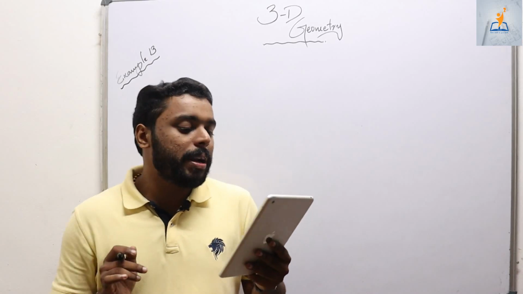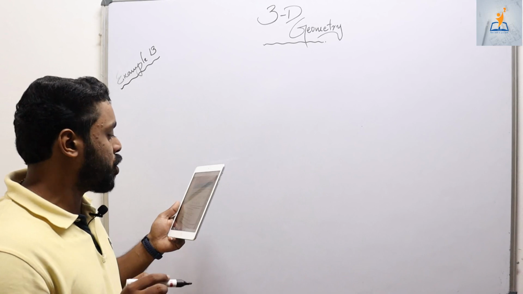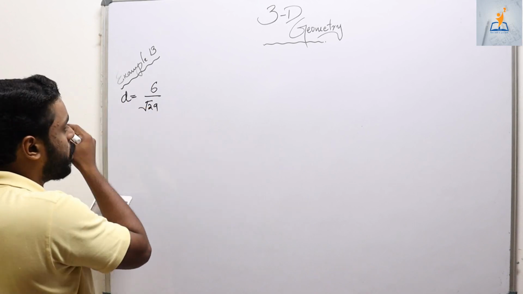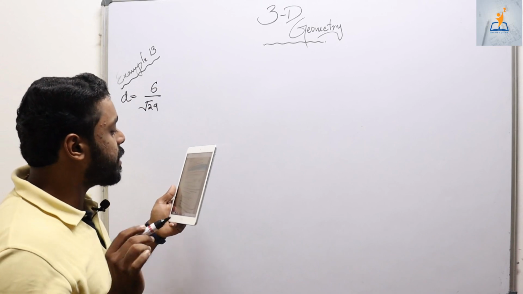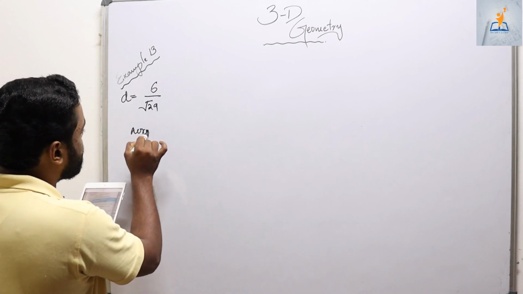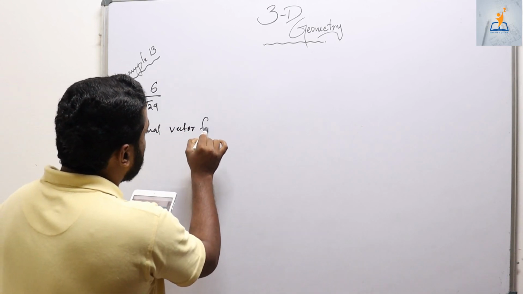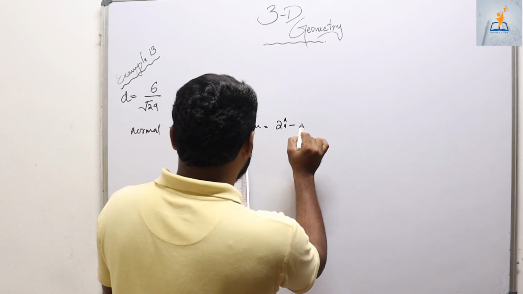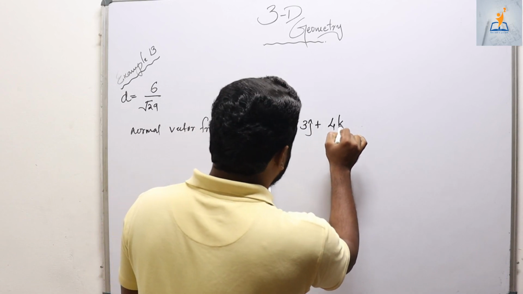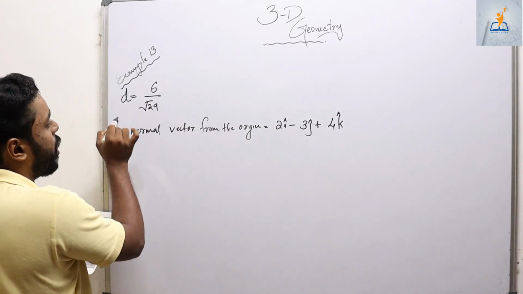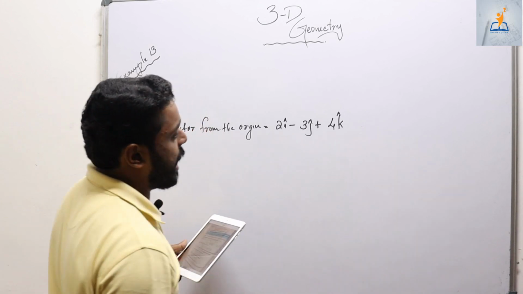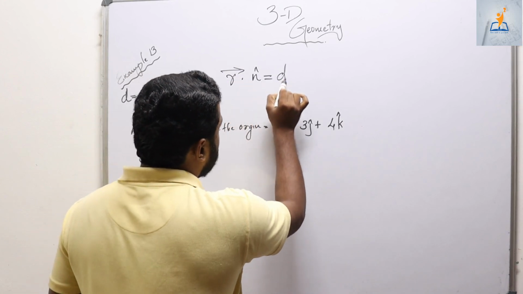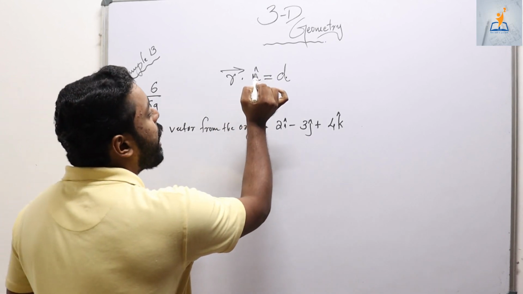Now we shall move to example number 13, and the question is: find the vector equation of the plane which is at a distance 6 by root 29 from the origin, and its normal vector from the origin is 2i cap minus 3j cap plus 4k cap. So we are given the perpendicular distance from the origin and the normal vector. We know that the vector equation of the plane is given by R bar dot n cap is equal to D. Here D is already given. Now we want to find n cap.